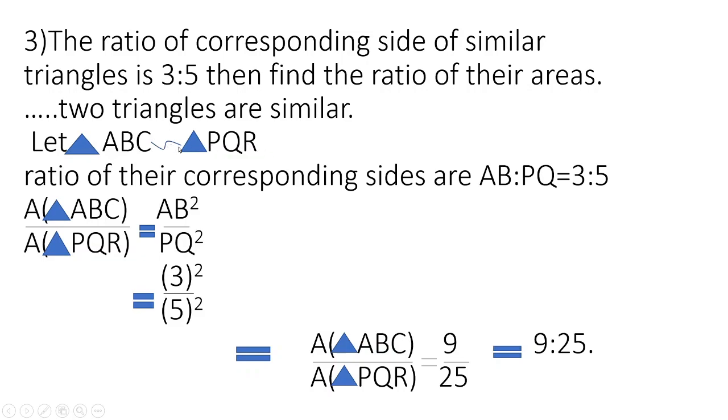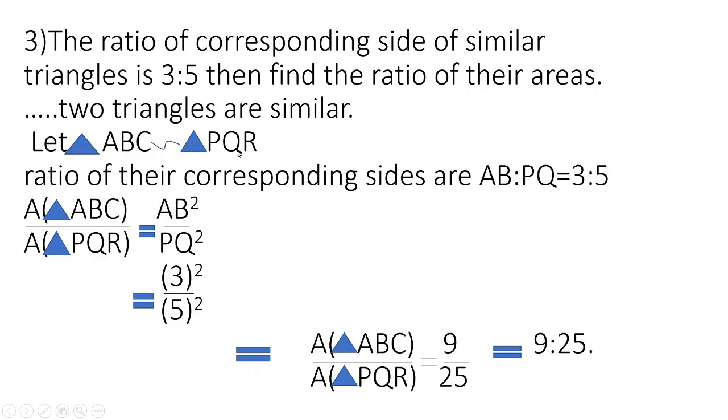Triangle ABC, triangle PQR. Actually, in the example, the triangles are not given names. So we take the first triangle as triangle ABC and the second triangle as PQR. Both are similar triangles, which is given in our question. ABC is similar to PQR.